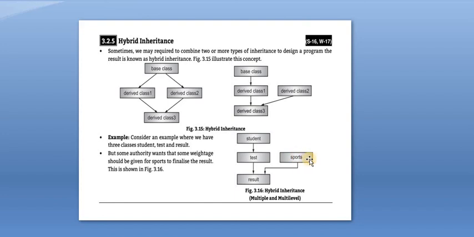Again this is a sports base class. In that class we have written one function, that is getSportsMarks. By using this we can take the marks of sports from the student, and result is a derived class from test and sports. Here in this function we are going to calculate total marks and the average of marks, and after calculating the average we are going to add the sports marks to that result. So this is the combination of multiple and multi-level inheritance.